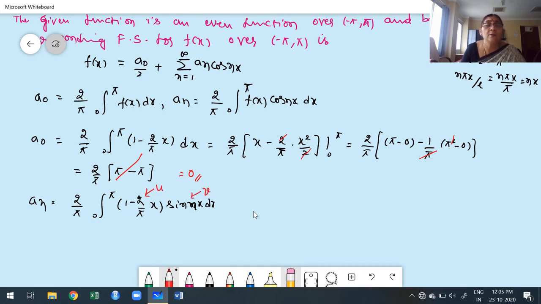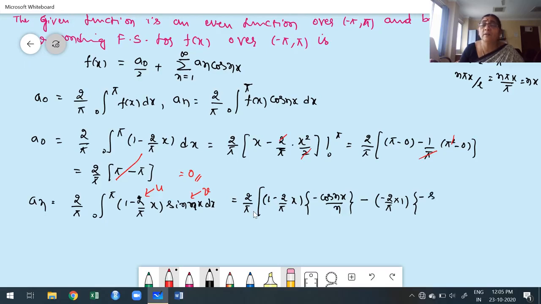Because after the first derivative, 1 minus 2 by pi into x becomes a constant and then 0. If I choose this as u, the remaining as v. From the UV rule or Bernoulli's rule, 2 by pi of 1 minus 2 by pi into x. What is the integration of sine? Minus cos nx divided by n. Minus, differentiation of x is 1, so minus 2 by pi into 1, and minus 1 by n is constant. What is the integration of cos? Sine nx by n into n is n square.